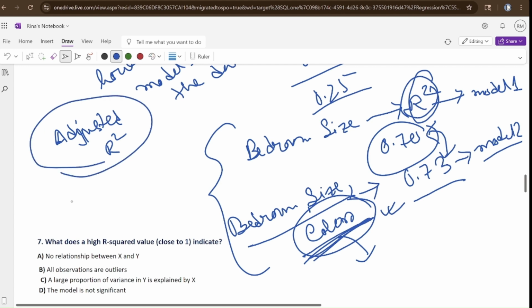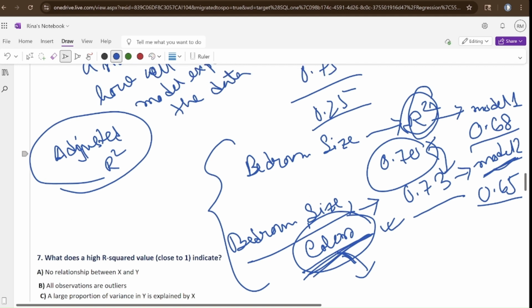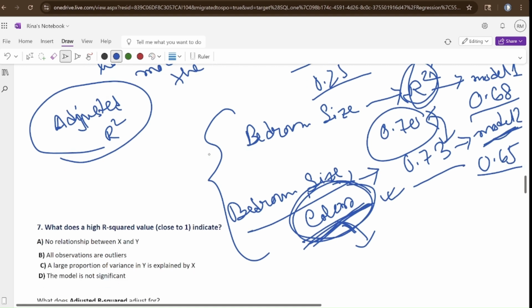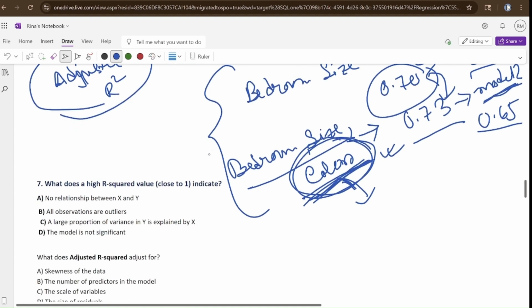For adjusted R square, if it is 0.68, for model 2 it will become 0.65. So it will be able to explain that you have added something which is not necessary, which is not useful at all. Okay, clear? So the difference is that R square cannot tell you whether the extra added value is important or not, but adjusted R square can tell you whether the extra added column is important or not. So that is why we try to calculate adjusted R square.